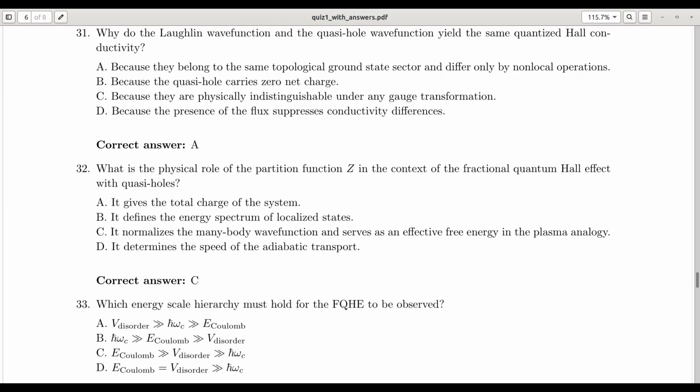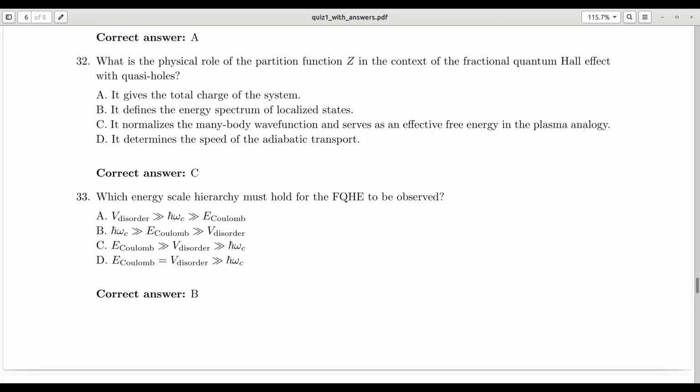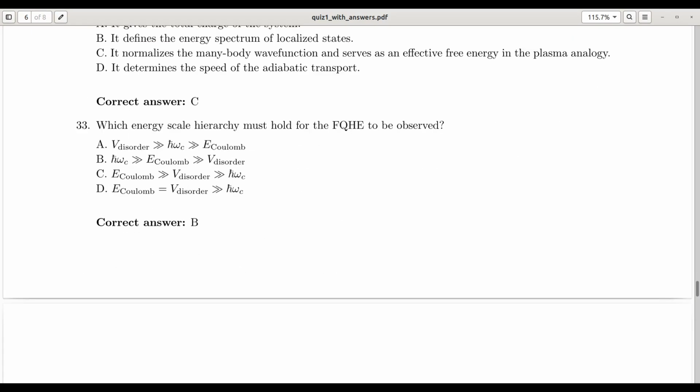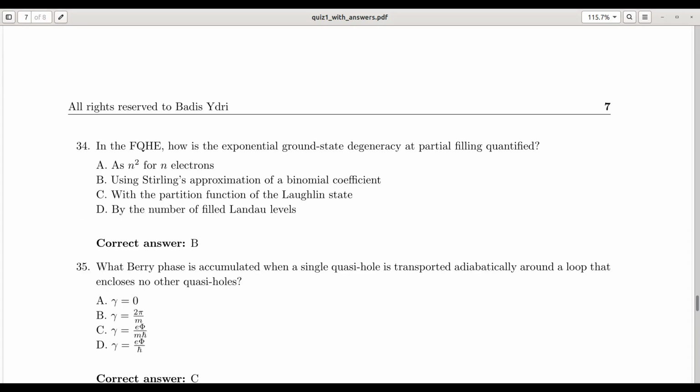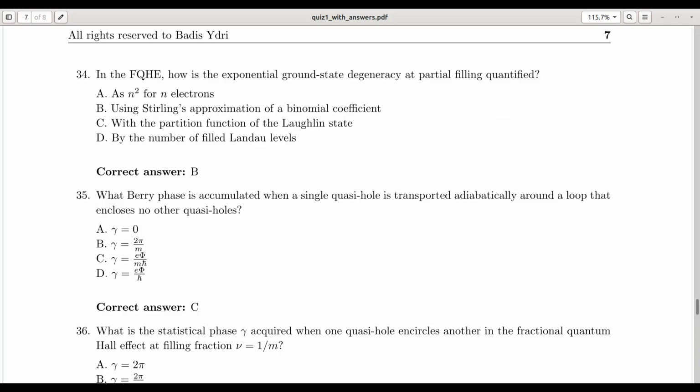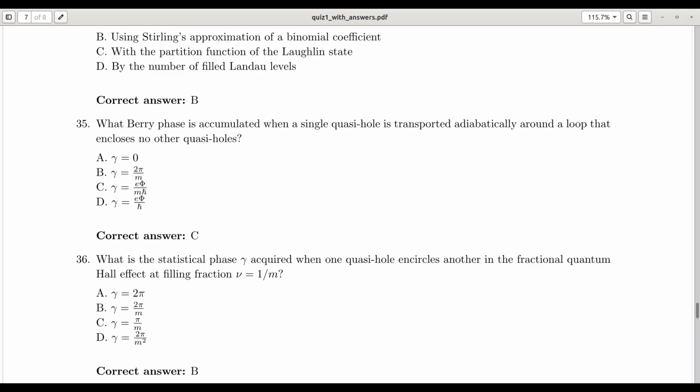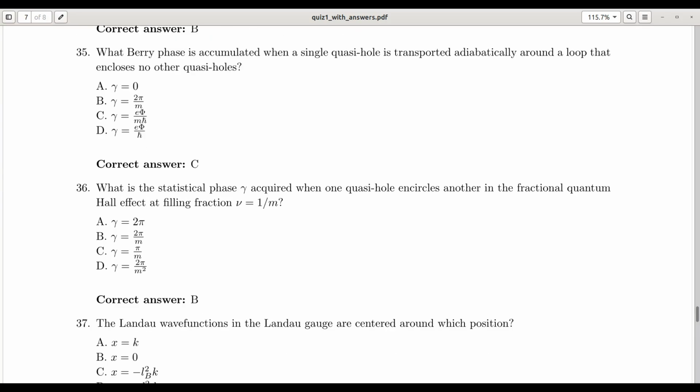Quasi-holes aren't just excitations, they remember where they've been. Their Berry connection encodes a history of motion, and when one encircles another, the system gains a fractional phase. Here, topology doesn't just emerge, it becomes the operating system of quantum matter.